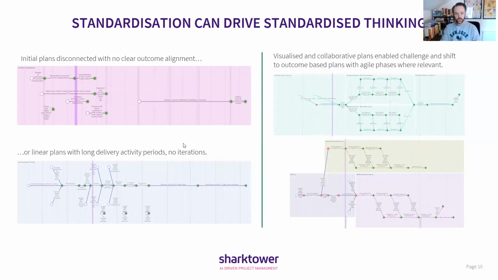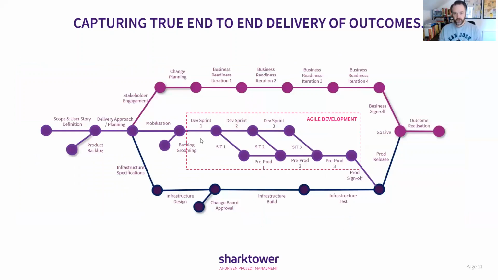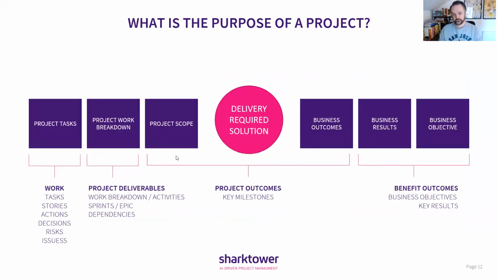So I want to bring that to life a bit for you in Sharktower just now about how we can try and curate true end-to-end project plans that come towards outcome realization. Because ultimately, the purpose of project planning is to try and capture the delivery mechanisms that we need for different types of work towards an outcome.